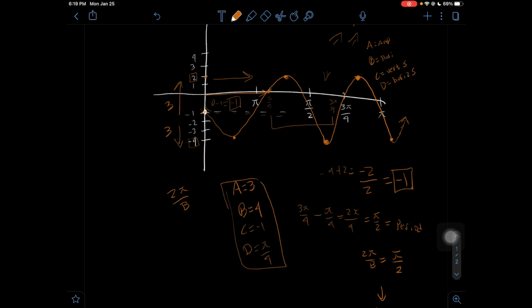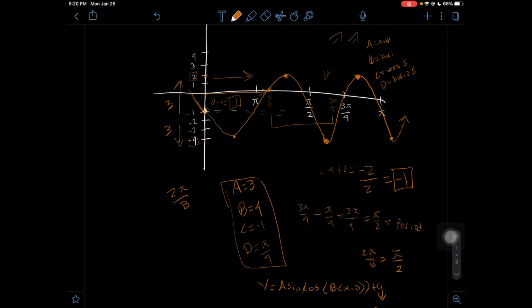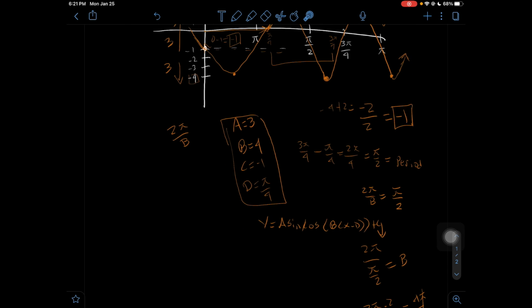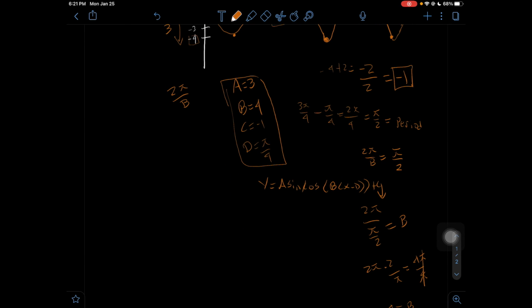So we said that y equals a sine or cosine of b parentheses x minus d plus c. Well, this graph is a sine function, as it starts at the origin, goes to the maximum, goes back to the origin, goes to the minimum, and so on and so forth. So now what we'll do is we'll write it in sine form. We just found our a, b, c, and d, so we can say y equals our a value, which was 3. So y equals 3, and we just said it was a sine because it goes from the origin to the max, to the origin to the min, and so on and so forth.